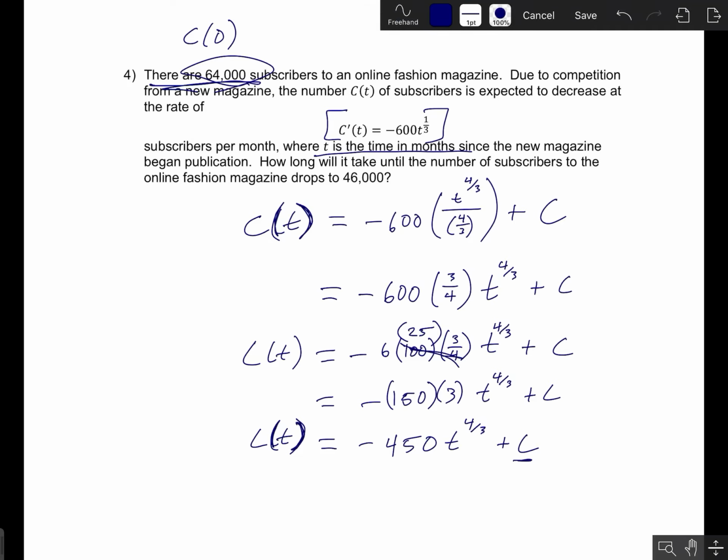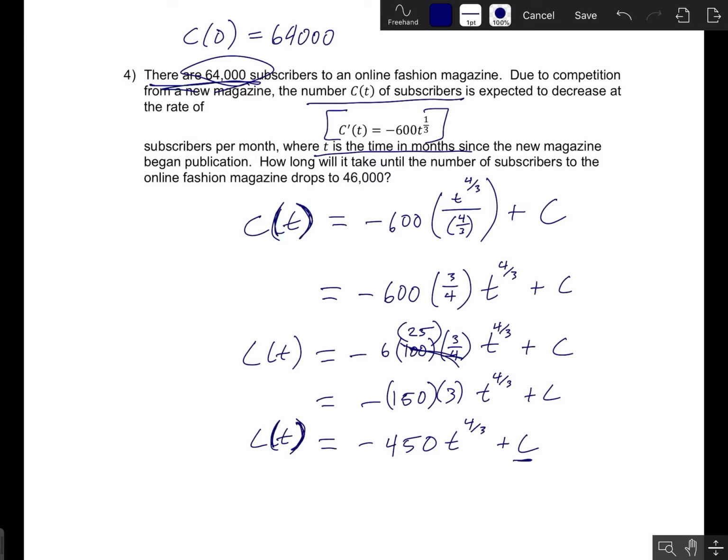The current number of subscribers, in other words, the subscriber number at time 0, is equal to 64,000. So here you can be a little bit careful to pay attention to the units that you're using. So this 64,000 is describing the number of subscribers, and C of t is also describing the number of subscribers. So in other words, 64,000 is not going to be the input x, it's going to be the output, because the function that we're looking at as its output describes the number of subscribers. The input should be the time that's gone by.